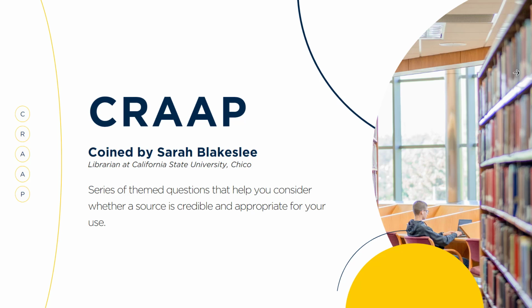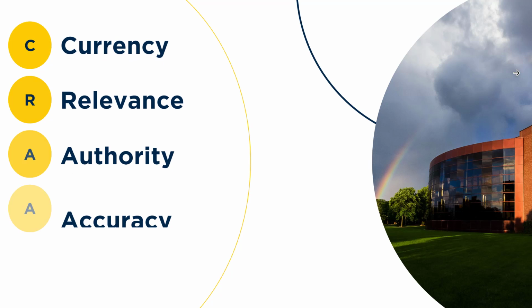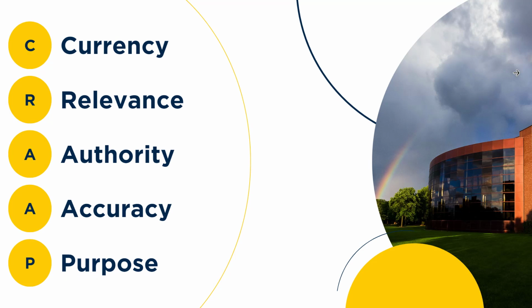order. How you decide on credibility and appropriateness is very contextual, meaning that your use of a source will impact its quote-unquote credibility. So the CRAAP method should be used not only to evaluate the source that you're looking at, but also how you will be using it in your own paper or project. CRAAP stands for currency, relevance, authority, accuracy, and purpose. Let's take a look at what we need to consider within each of these themes.